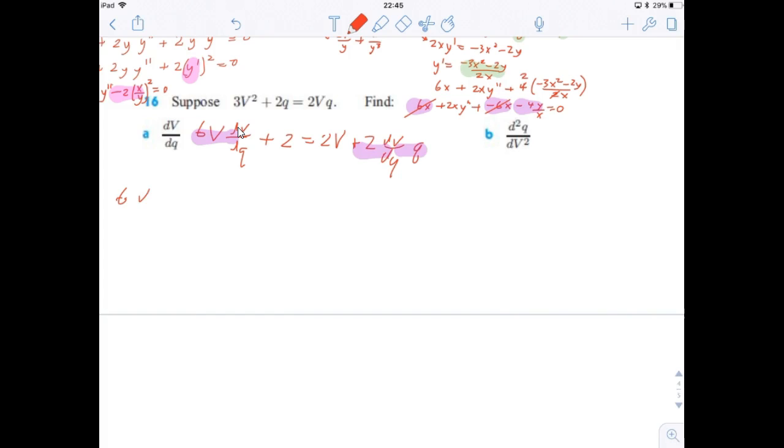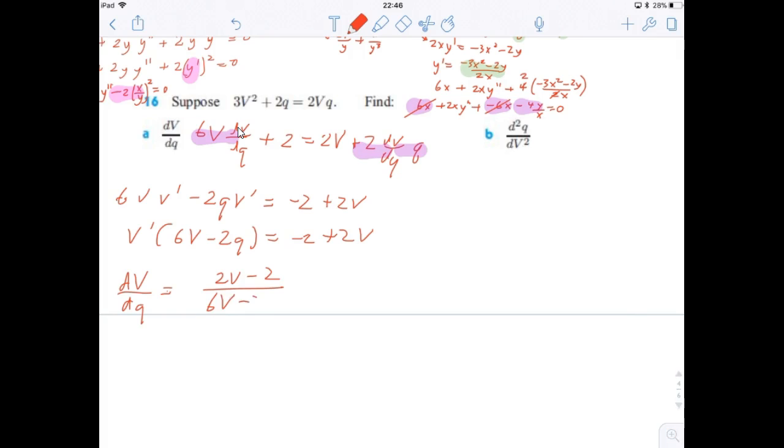So 6v dv/dq minus 2q dv/dq, and then we're going to put the other terms on the right side. So we have minus 2 plus 2v on the right side. And then we're going to factor out v prime, or dv/dq, and we'll have 6v minus 2q equals negative 2 plus 2v. And then we're going to divide both sides by 6v minus 2q, so we'll have dv/dq equals 2v minus 2 divided by 6v minus 2q.